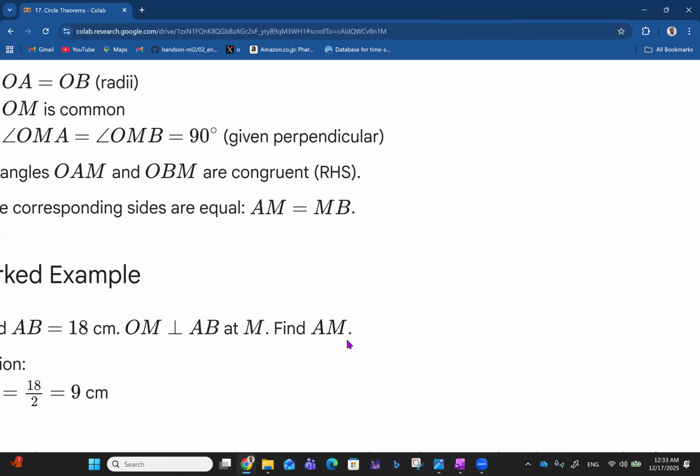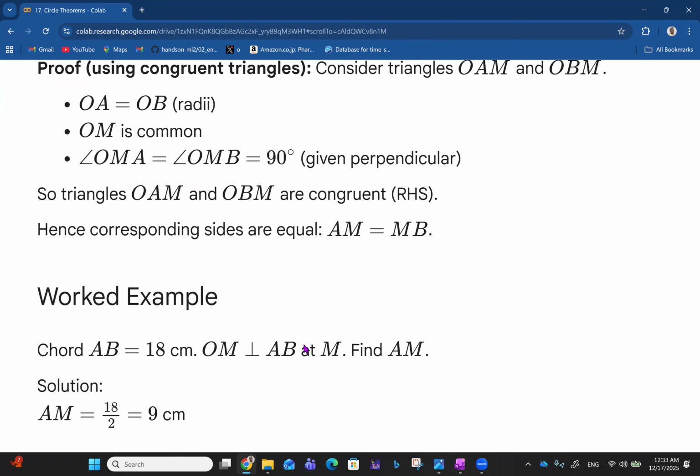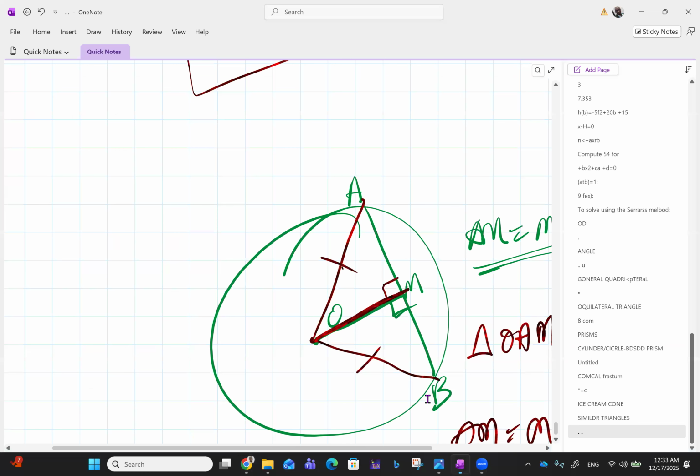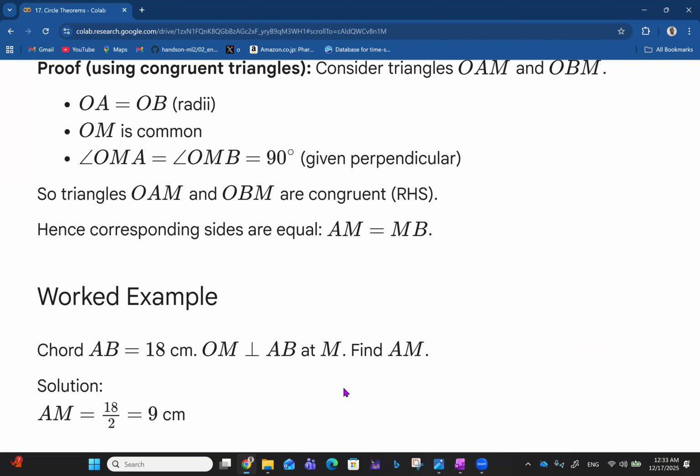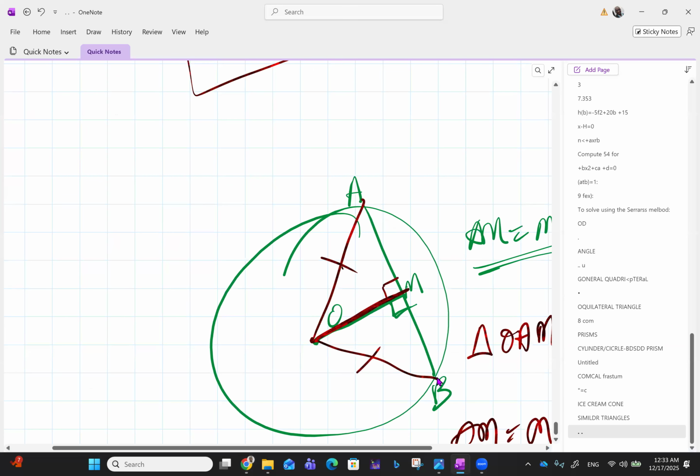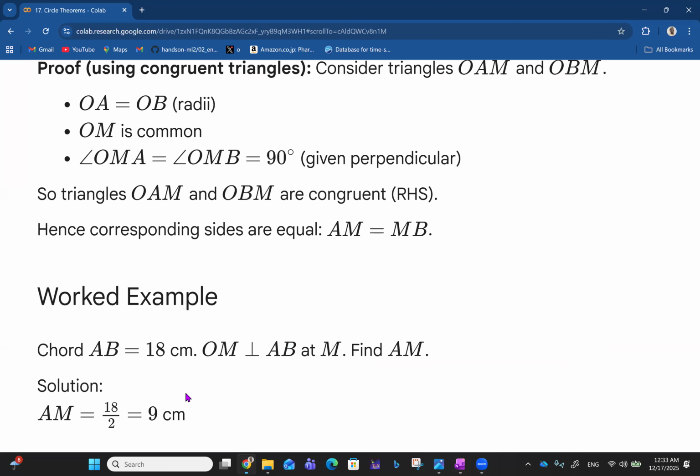So you have chord AB is 18 cm, then you draw a line OM to meet AB, just like what we have here now. So you have OM to meet AB, and then what's the deal? Find AM. So AB is 18 cm. If OM is perpendicular to AB, automatically this whole 18 cm is just going to be divided into 9 cm and 9 cm like that. So based on the theorem, you have that division happening like that.